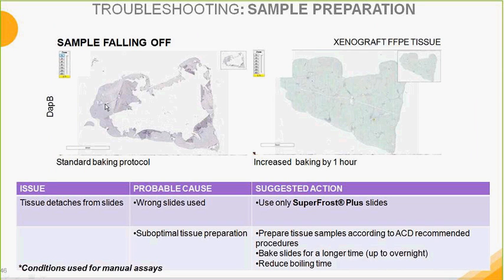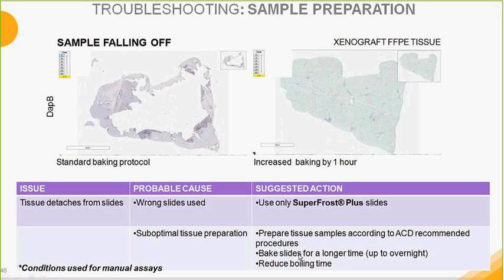Sample preparation issues always result in samples falling off. This is a xenograft tissue in which the sample has fallen off. The reasons why samples fall off tend to be detached slides because wrong slides were used. We recommend using Superfrost Plus slides. If you've used the slides and you're still seeing this issue, it may be because your tissue is not prepared accordingly. Some of the measures to take is to prepare tissues according to recommended procedures.